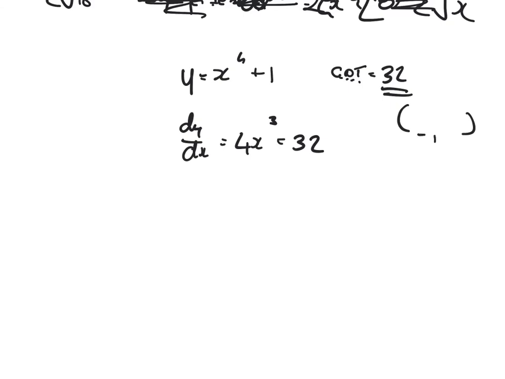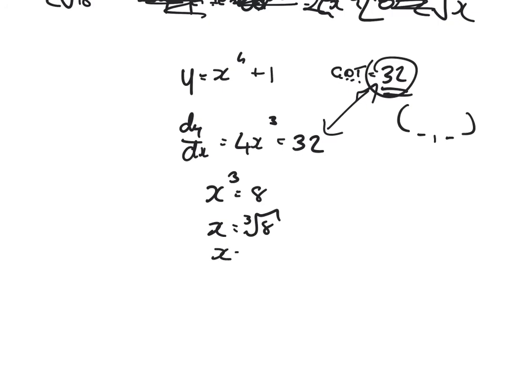So we need an x and a y coordinate. The gradient of the tangent is 32. Remember that if you differentiate something, you're finding the gradient of the tangent. So when you differentiate and get 4x cubed, that must be equal to 32, since the question says that's the case. So x cubed is equal to 32 over 4, which is 8, and x equals the cube root of 8, which is 2. So the x coordinate is 2.